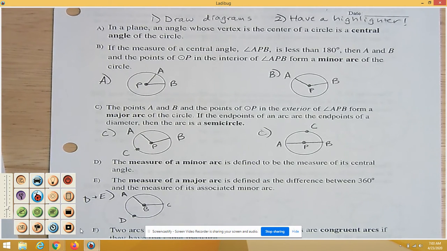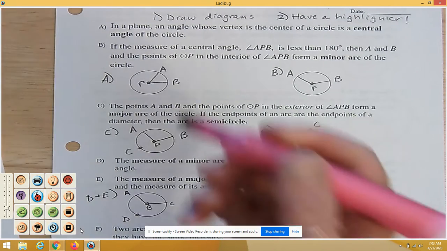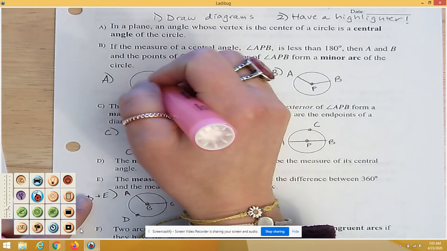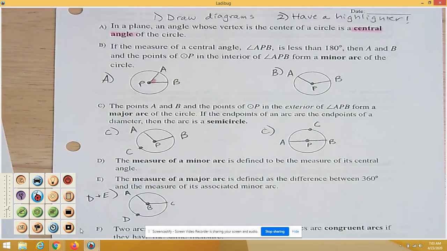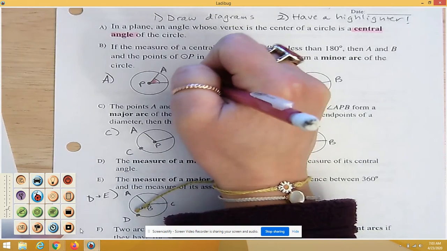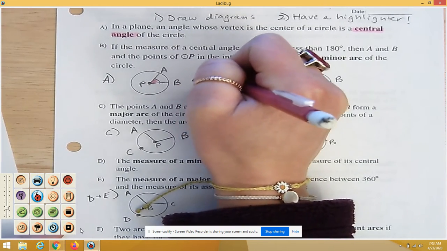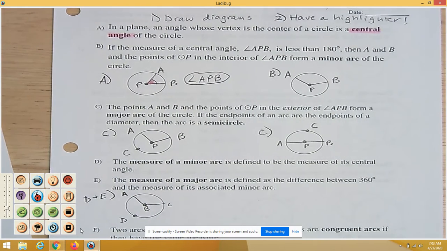In a plane, letter A, an angle whose vertex is the center of a circle is the central angle of the circle. So the central angle is just the angle in the center. It's the central angle, and we know a lot about angles. We've done them way back at the beginning of the year. So this is just angle APB. This is different than an arc.